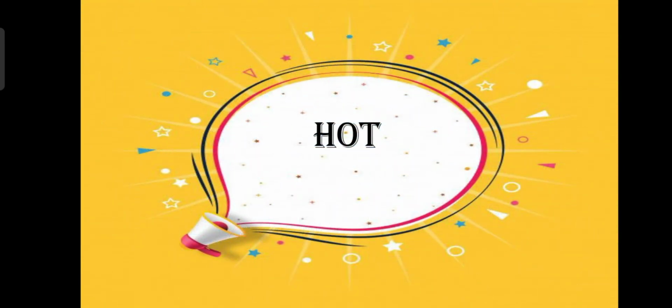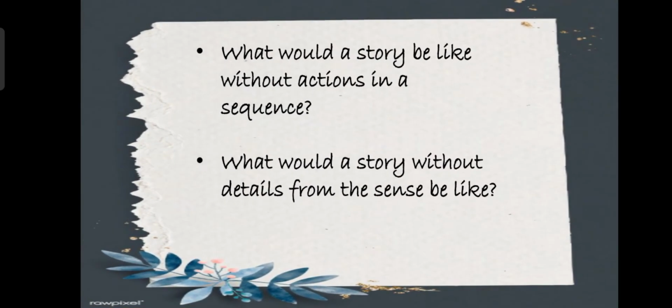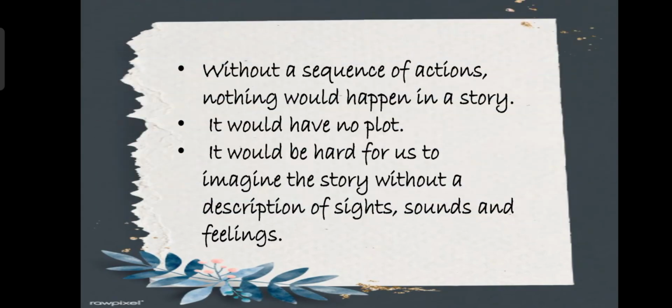So now, as always, the hot question is there. What would a story be like without actions in a sequence? And what would a story without details from the senses be like? Listen carefully. Without a sequence of actions, nothing would happen in a story. It would have no plot. It would be hard for us to imagine the story without descriptions of sights, sounds, and feelings.